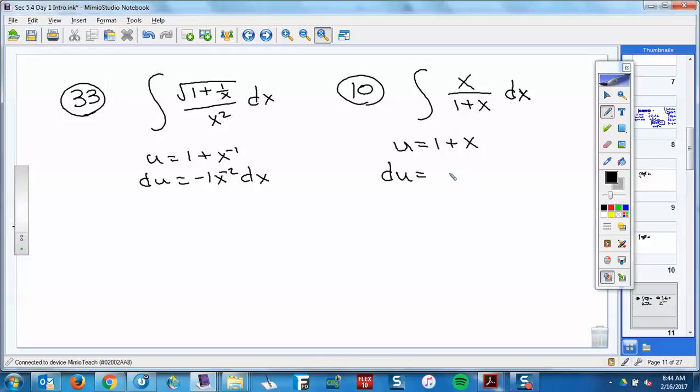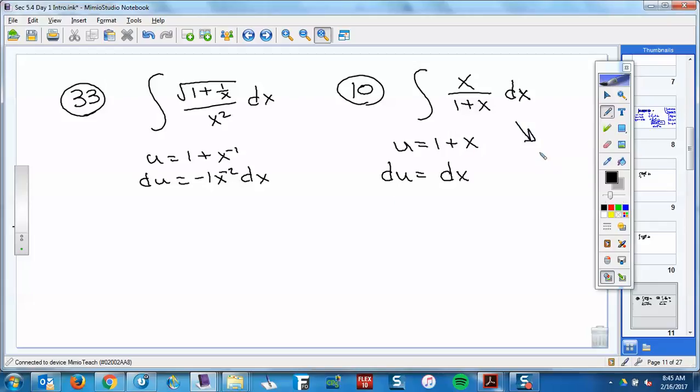dx, right? So the derivative of that is 0, derivative of x is 1. dx, you can't forget this dx, right? This is du over dx equals 1. You bring the dx over. You can't forget that dx. It's a critical part of it.